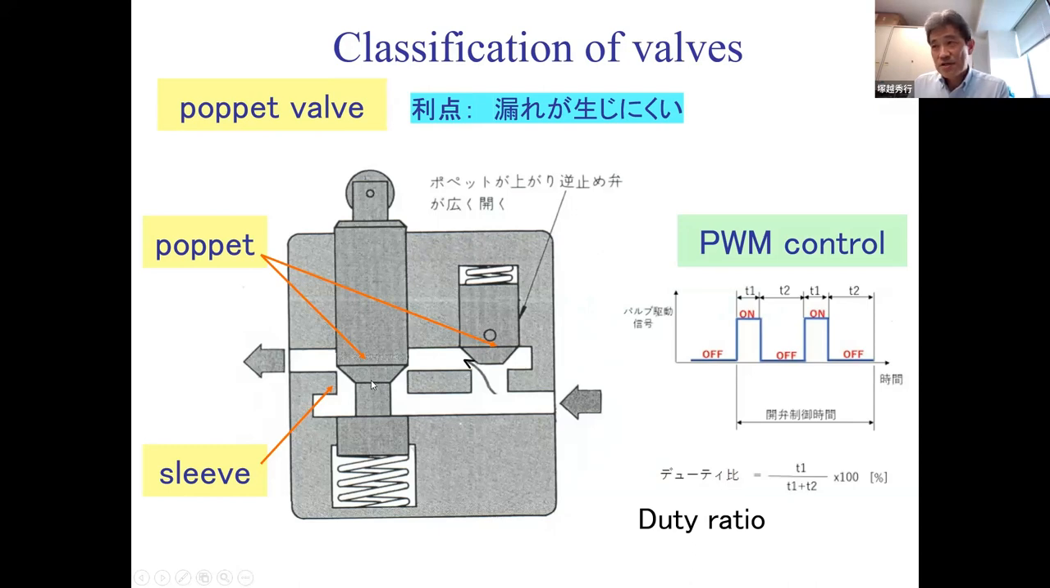But the difficulty is that since the cross-sectional area is opened drastically, it is difficult to control the flow rate. So actually, it is controlled by on-off motion.